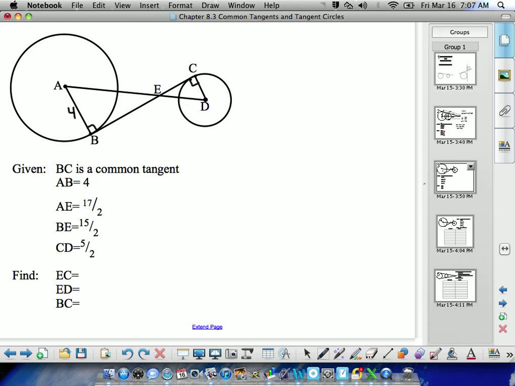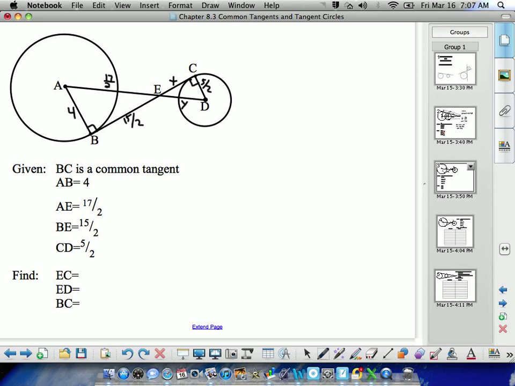AE is equal to 17 over 2. BE is equal to 15 over 2. And CD is equal to 5 over 2. We have to solve for EC, ED, and BC. I'm going to set this one up a little bit different. I'm going to say that EC is equal to X, ED is equal to Y, and BC would simply be BE plus EC. Once I find EC, that will be really easy to solve for.